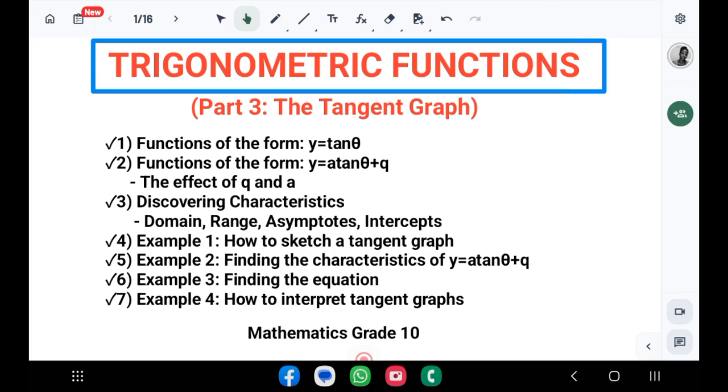And in this video, we're going to focus on the last part of a three-part video series on trigonometric functions for mathematics grade 10, and that is the tangent graph. In part 1, we focused on the sine graph, and in part 2, we focused on the cosine graph. And in this part, the last one, which is part 3, we're going to focus exclusively on the tangent graph.